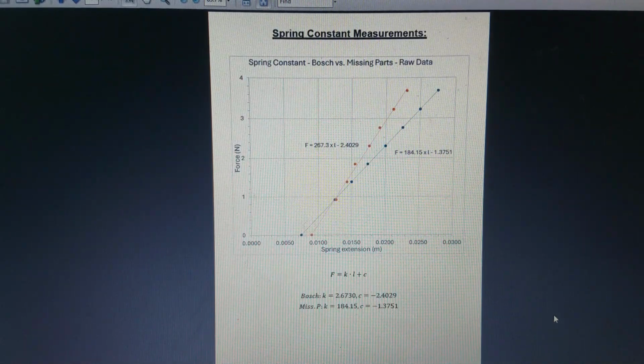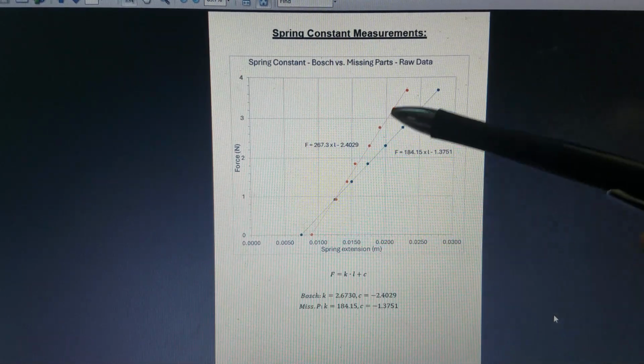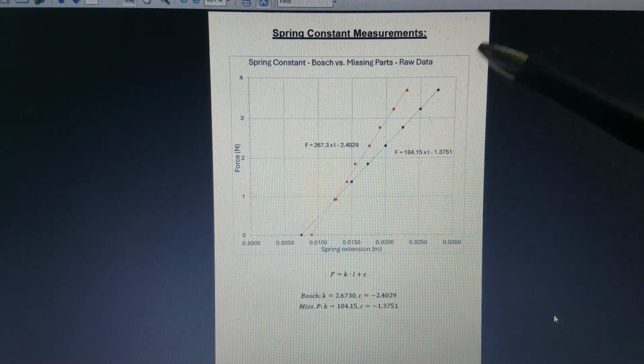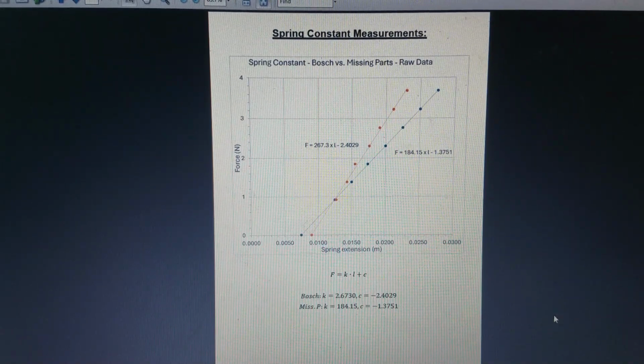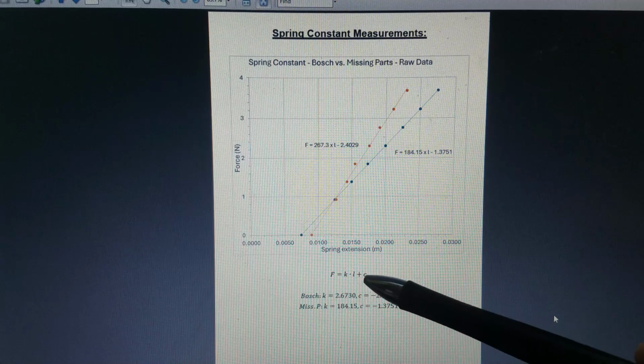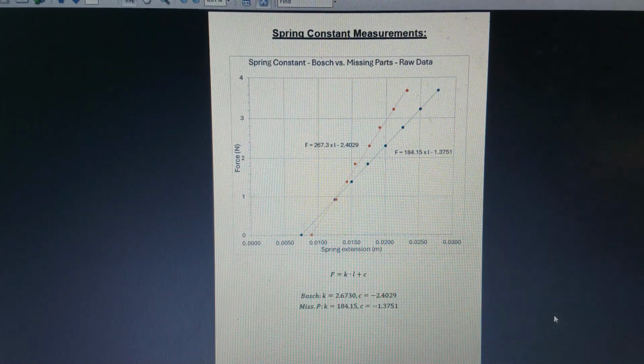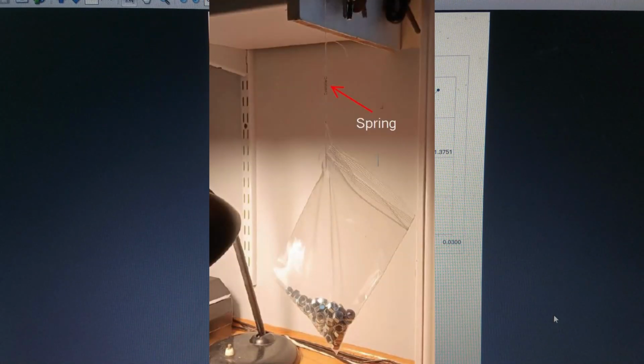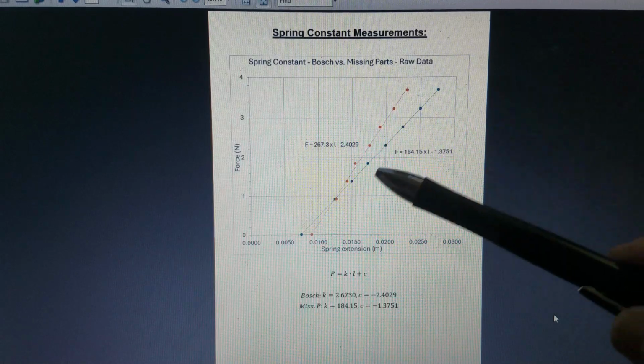So I also need to measure the spring constants for the two springs, Bosch, which is stiffer, and missing parts, which is softer. And the results are shown here. The orange line is the Bosch spring, the blue line is the missing parts spring, and the force in a spring is a spring constant times the length plus another arbitrary constant c. That would be basically the unextended length of the spring. And what I measured with a piece of string and a plastic bag and M8 nuts in the bag pulling on the spring, I came up with these numbers.